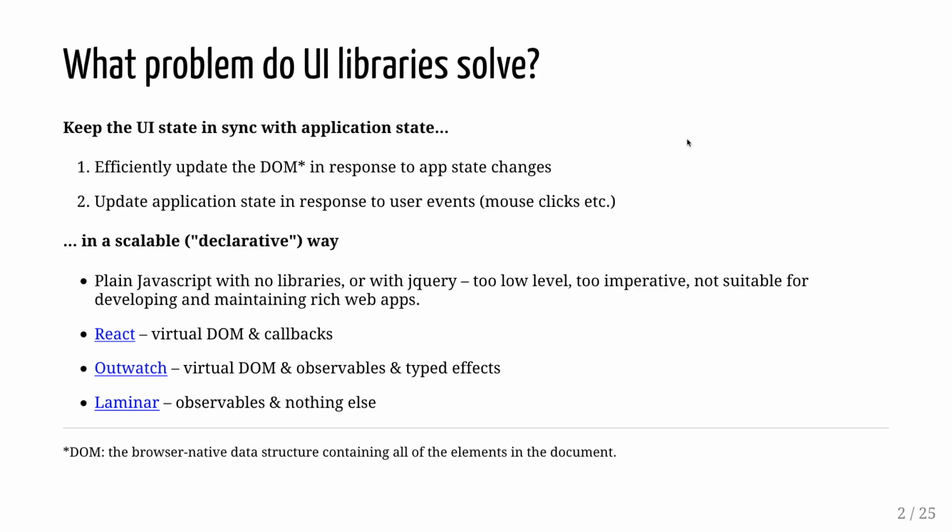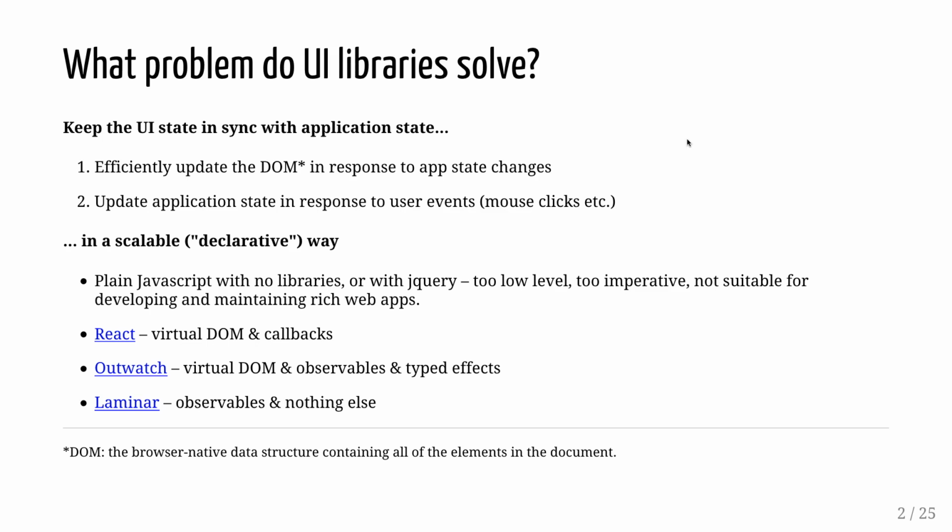Now, you can do this totally in plain JavaScript with no libraries or with some super low-level library like jQuery. However, when building complex, rich, and interactive applications, this approach is not very scalable, to more than one developer or to more than one weekend, because it's too imperative. The logic is just too granular and it's hard to maintain. And so we have UI libraries that provide, as they say, a declarative way of expressing your UI logic, which is a higher level and makes it easier to work with.